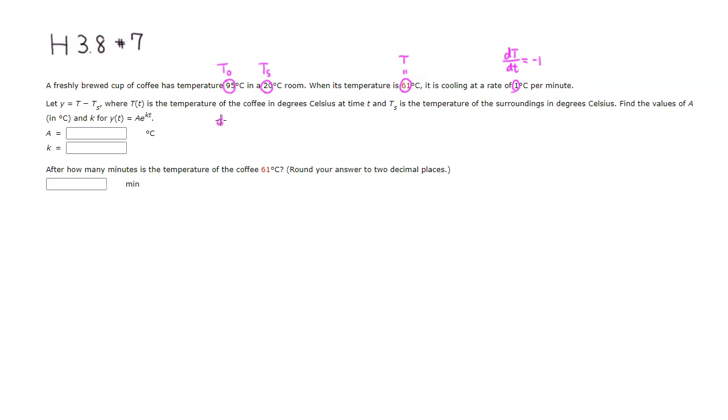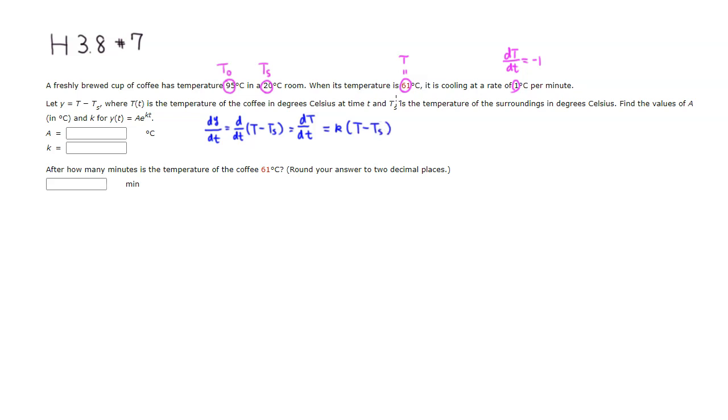So you can see that dy over dt is really the same thing as the derivative of T minus T sub S, right? But T sub S is a constant, so its derivative is 0, so dy over dt is exactly the same thing as dT over dt, right? And then we know that this is proportional to the difference between the temperature and the temperature of the surroundings, right? So we have that.